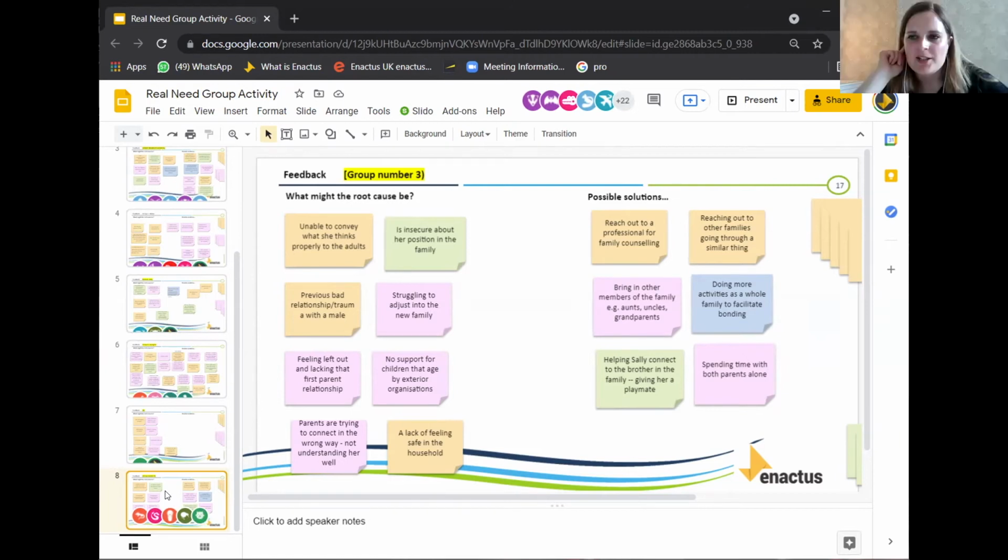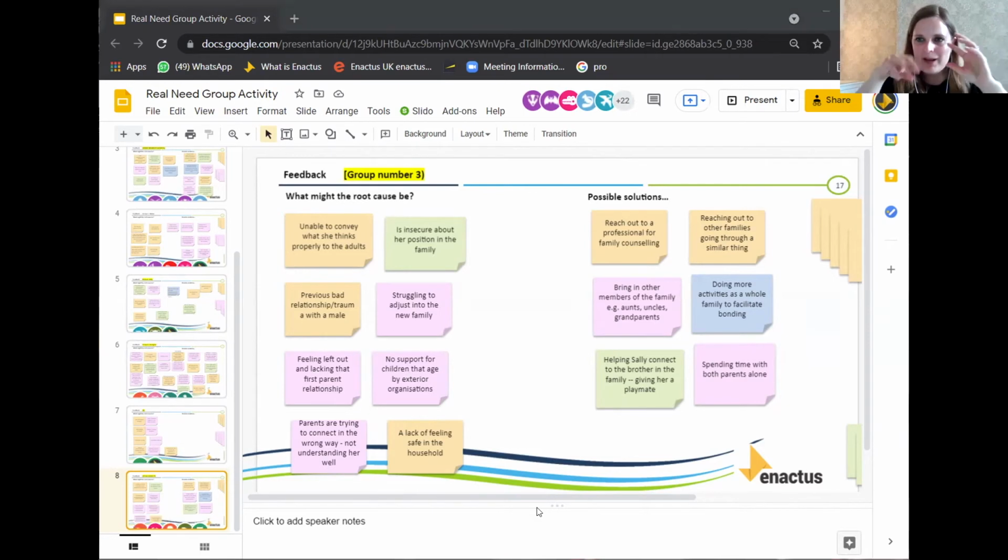Yeah. Perfect. So I'll pop up the answers on screen, but there's very similar ideas coming out, which shows that even if you're starting from different places, using the 5 whys, you will get to a very similar understanding of need. So if I pop up my screen.